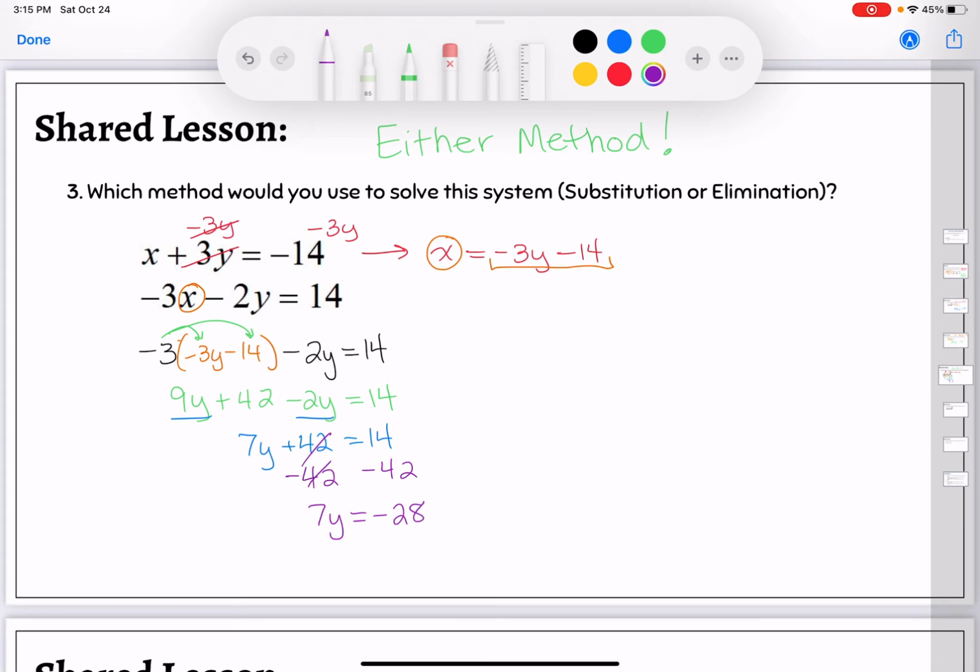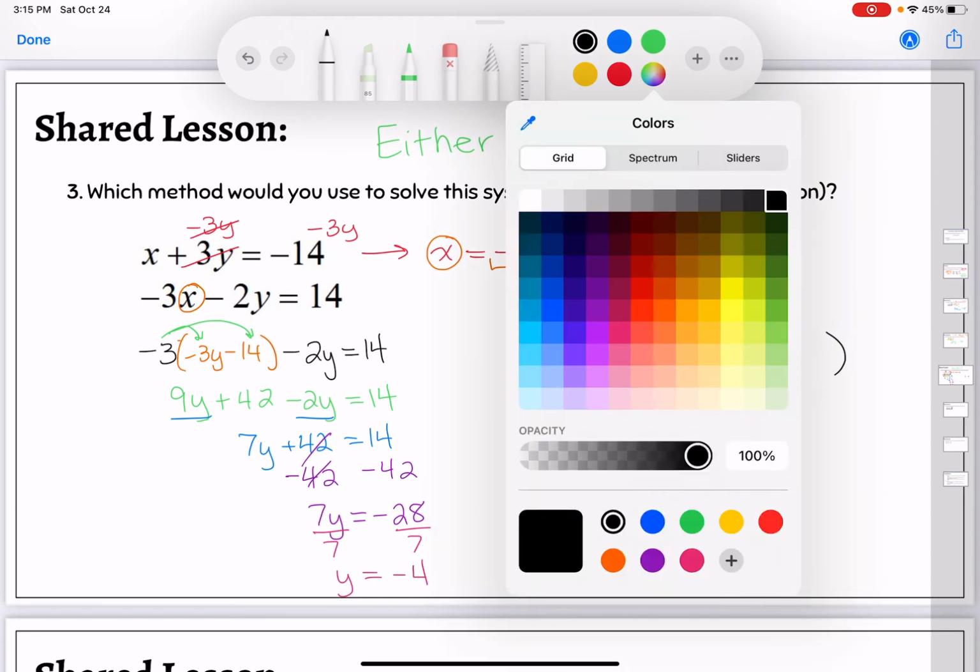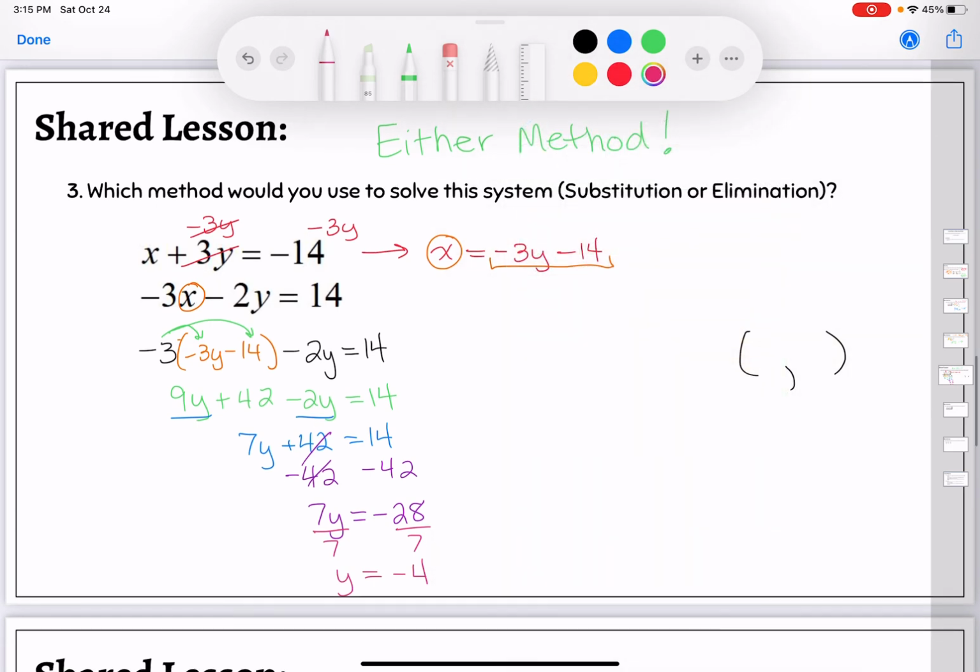Yep. And then I am going to divide both sides by 7. And I get y equals negative 4. All right, remember our solution to a system is always the point, x comma y, where those two lines intersect. The y coordinate that I just found is negative 4, so I'm going to make sure I put that in the y position. All right, and now technically you can plug back into either equation, right?